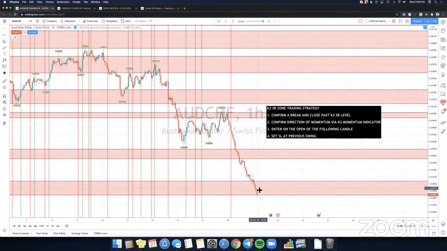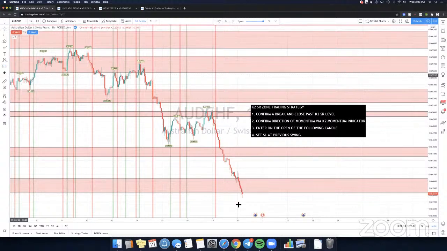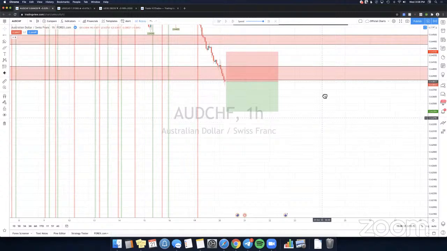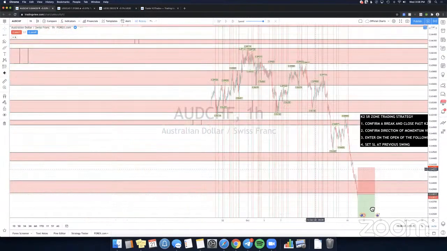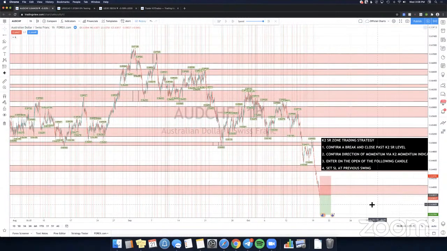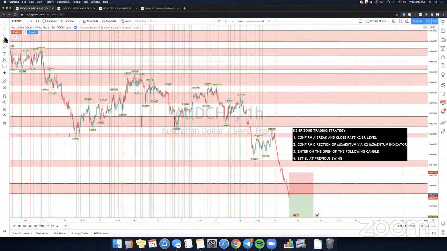But yeah, so right here there's no entry. Right here would be another entry, and we'll see if it works again here. So same thing. We confirmed a break and close past the K2SR level. Same situation with the momentum. We still have a sell signal up here, so the momentum is still coming down. Let's see if there's a lower level here. The problem with this over here is that we don't have a lower level. So we have to figure that out before we enter this trade, because we want to make sure that there's no zone that's getting too close to it. So let's check that out real quick.